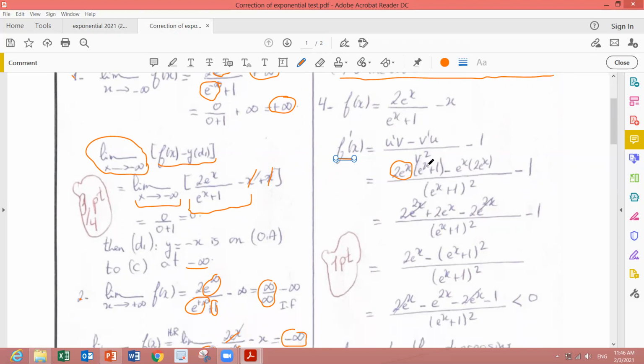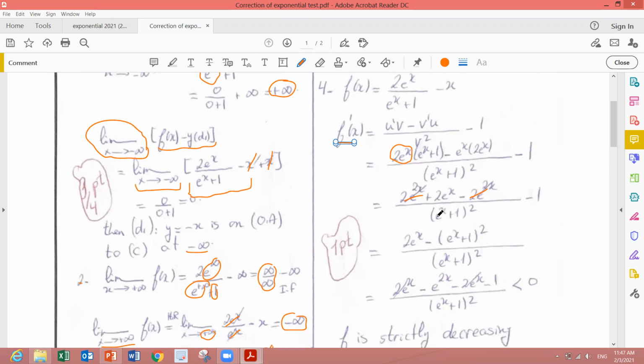Expand 2e^x times e^x: you add the powers. It is 2e^(2x) plus 2e^x minus 2e^(2x) over e^x plus 1 squared. So 2e^(2x) minus 2e^(2x) is 0. It will remain 2e^x over e^x plus 1 squared, minus 1. We take the LCM: 2e^x minus (e^x plus 1) squared.